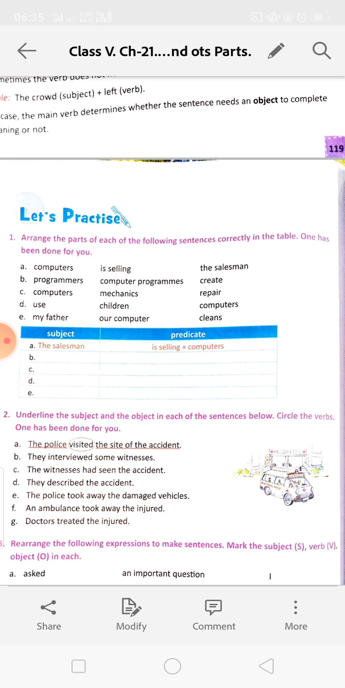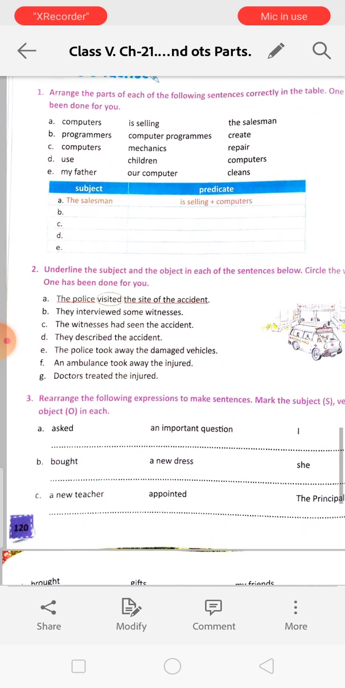Programmers, computer programs create. Programmers create computer programs. Programmers will be the subject and create computer programs will be the predicate. Computer machine mechanics repair. Mechanics is the subject, repair computers, that is, repair computers is the predicate. Use children computers. Children use computers. My father, our computer cleans. My father cleans our computer. So, like this, you will do it in the book only.